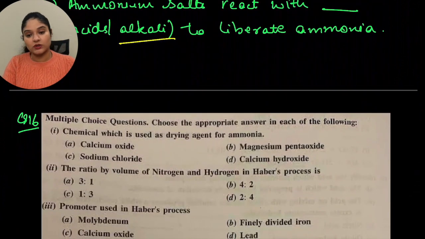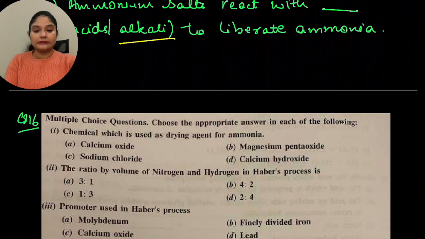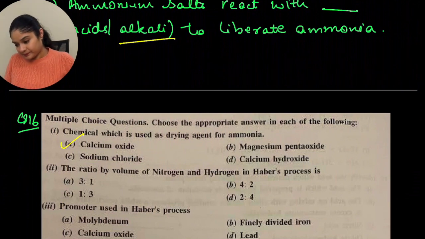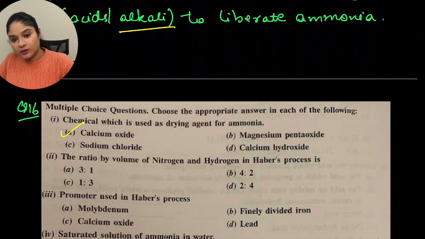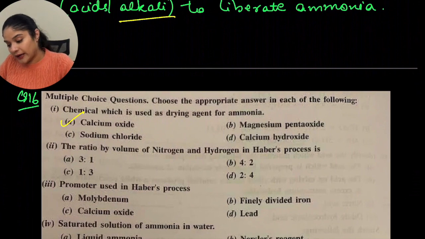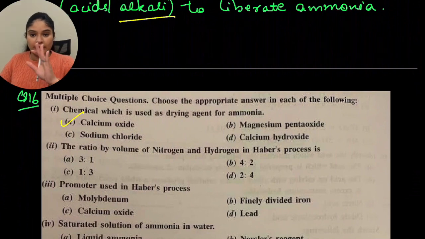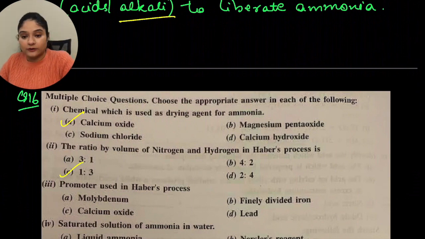Multiple choice questions. So you have the first one, chemical which is used as a drying agent for ammonia. So that is calcium oxide. Then the next is the ratio by volume of nitrogen and hydrogen in Haber's process. So nitrogen to hydrogen, so NH3, you need 3 of hydrogens. So you're gonna go with C, that is 1:3.